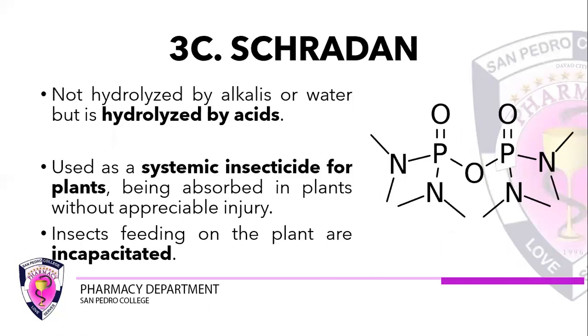And another one, we have schradan. Ang schradan, the advantage of schradan is that it is hydrolyzed by acids. So therefore, in case ma-ingest siya ng tao, so ingestion reaches the GI tract or stomach, ma-destroy lang siya sa stomach acids. It is used as a systemic insecticide for plants, being absorbed in plants without appreciable injury. Insects feeding on the plant are incapacitated.